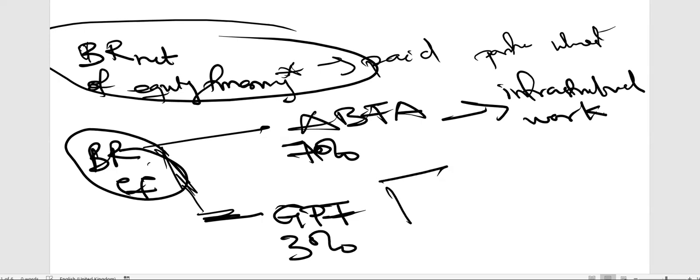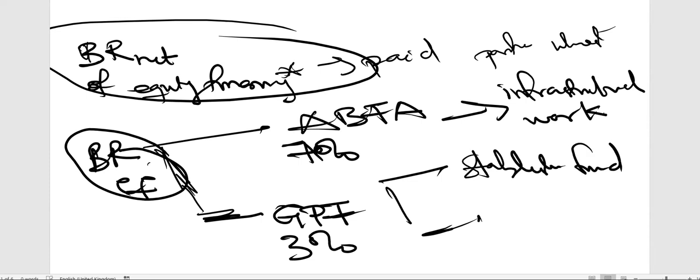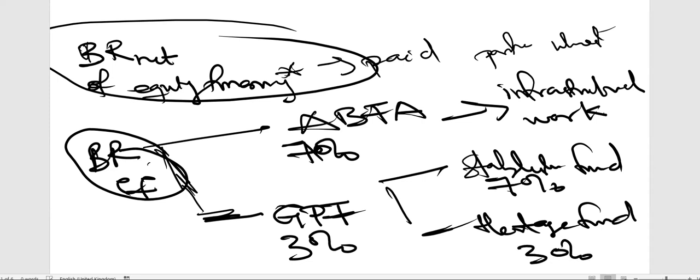Now, the Ghana Petroleum Fund also has the Stabilization Fund, and then it also has the Heritage Fund. So the Stabilization Fund to a maximum of 70% will hit there. Then the Heritage Fund to a maximum of 30% would also hit there.